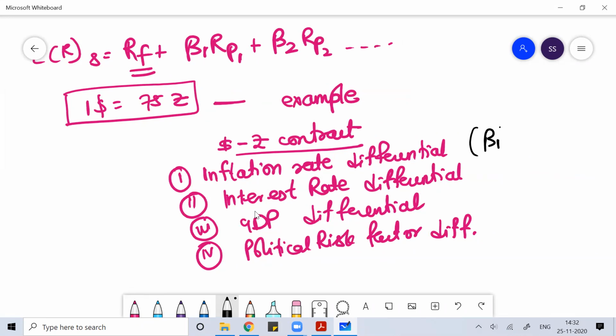Suppose beta 1 basically talks about the inflation rate differential between the two economies. Suppose beta 2 here talks about the interest rate differential between the two economies. Beta 3 suppose talks about the GDP deflator between the two economies. The beta 4 suppose talks about the political risk factor differential between the two economies. And then by adding this with the RF, ultimately we get the expected return on the security.